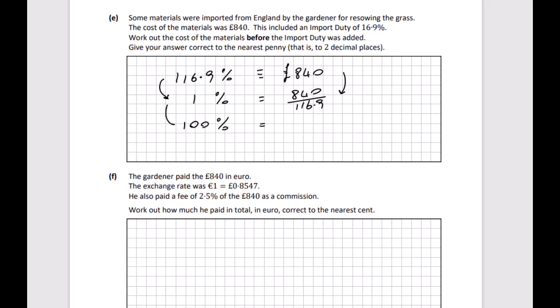Now how do you go from 1 up to 100? Well, you just multiply by 100. 1 times 100 gives you 100, so you do exactly the same here. Multiply by 100. So you take your 840 over 116.9, multiply by 100, and that should give you 718.56. That's in pounds. So that would be the cost in pounds before the import duty was added on. And it said give your answer correct to the nearest penny, so to 2 decimal places, that's what we've done.